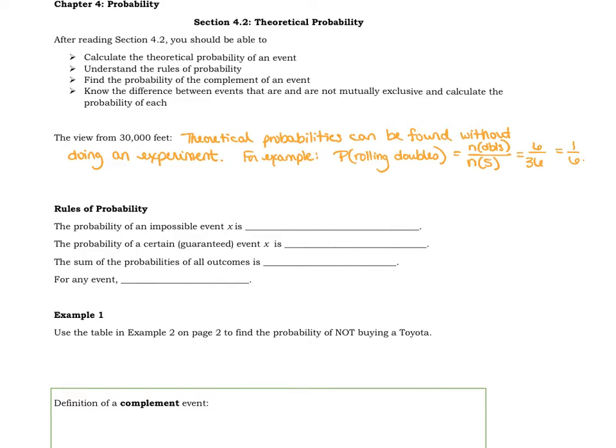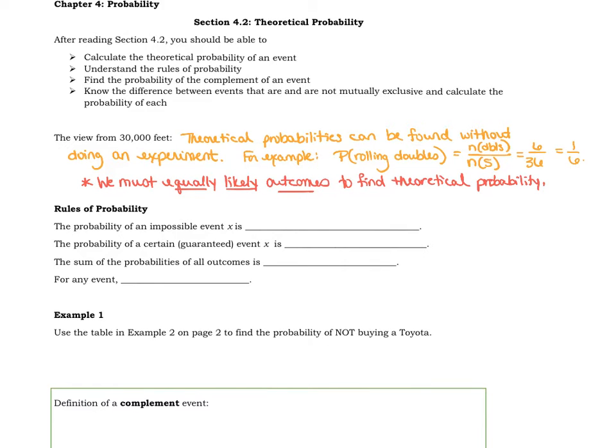One important note to make here is that if you're going to find theoretical probability, we must have equally likely outcomes. In other words, everything has to have the same chance as every other outcome.